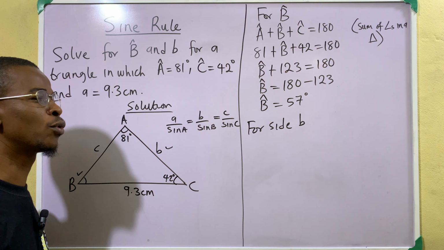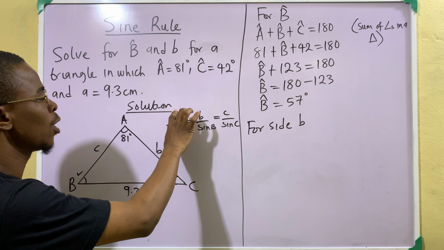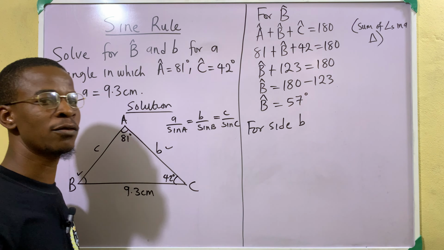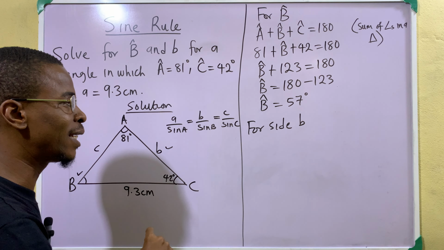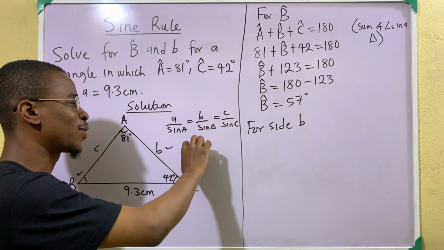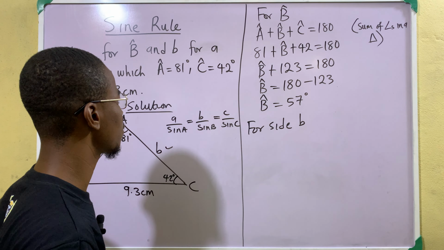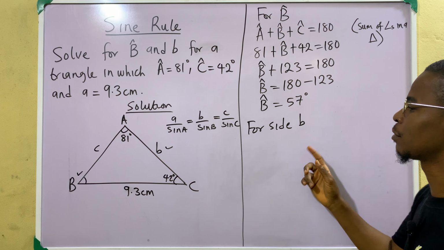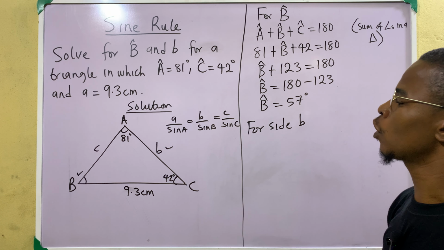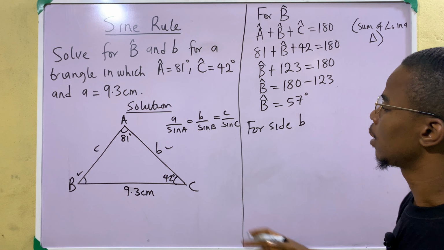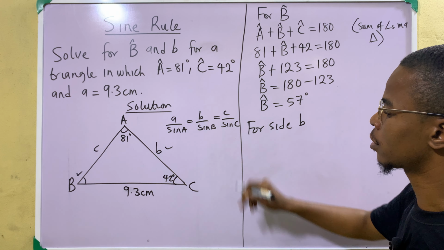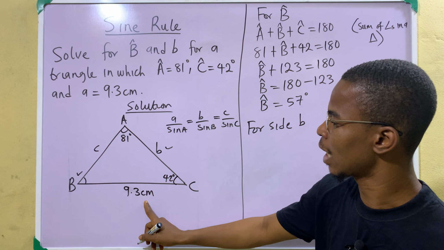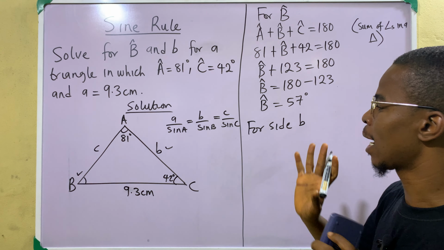Now when you want to use the sine rule, you have to find one of the families here. We have the A family, the B family, and the C family. You have to find one that is complete. You now use the one that is complete to find the one that is incomplete. So let's ask ourselves now, we want to find side B, which of these are complete? Is it A, B, or C? If we look properly, we see that we have angle A, we have side A. So the A's are complete.